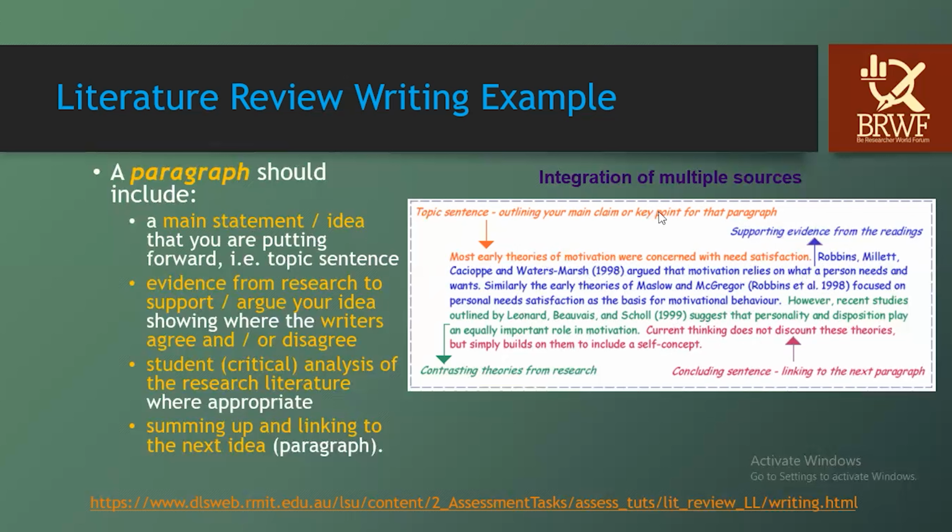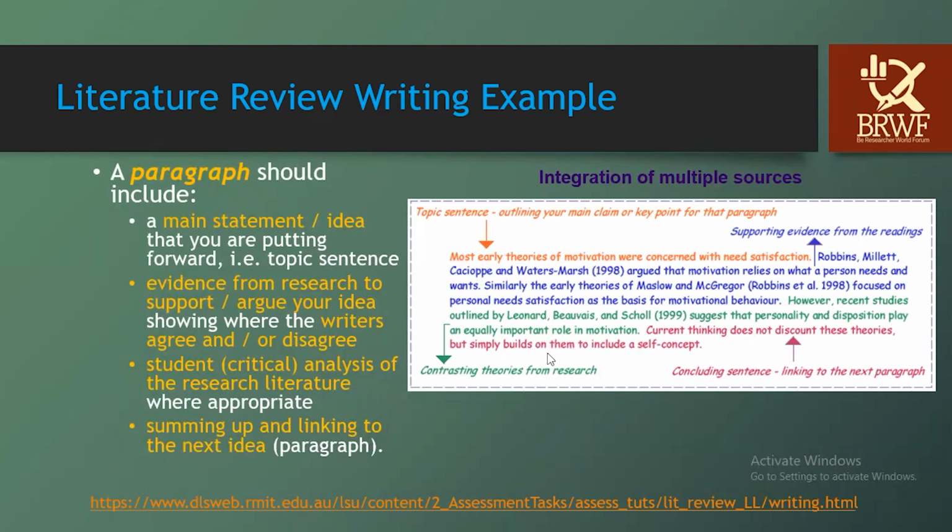So what you have to do? Study the theory, then match with it. A main sentence or idea that you are putting forward, a topic sentence again here, because it will direct the readers or tell the readers what we are going to do here. Then evidence from the research to support or argue your idea, showing where the writers agree or disagree. Then student analysis, that means critical analysis of the research literature where appropriate, and summing up and linking to the next idea. I know this is the standard, but every time it is not possible.